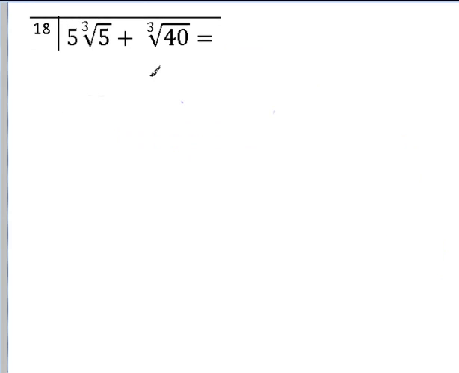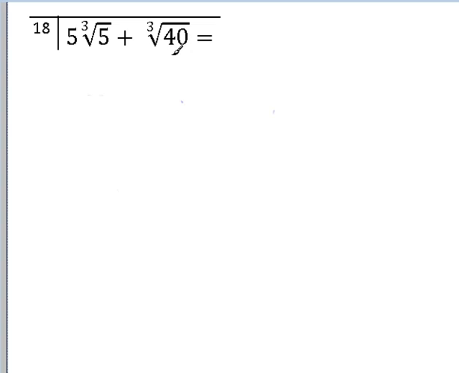Okay, let's look at number 18. We want to add these radicals. They're not like radicals, so we're going to simplify and try to get like radicals. All right, so we want this second radical to end up with a 5 underneath, because here we have radical 5, and this first one can't be simplified.